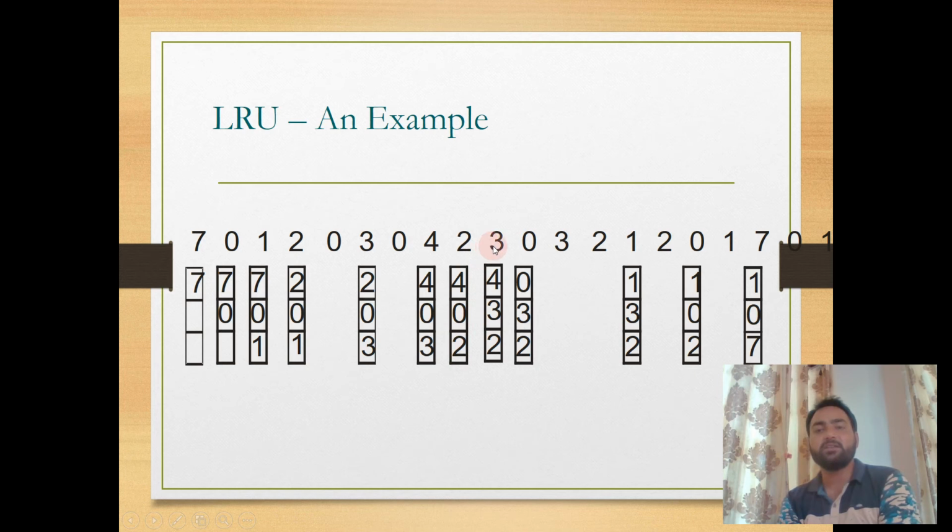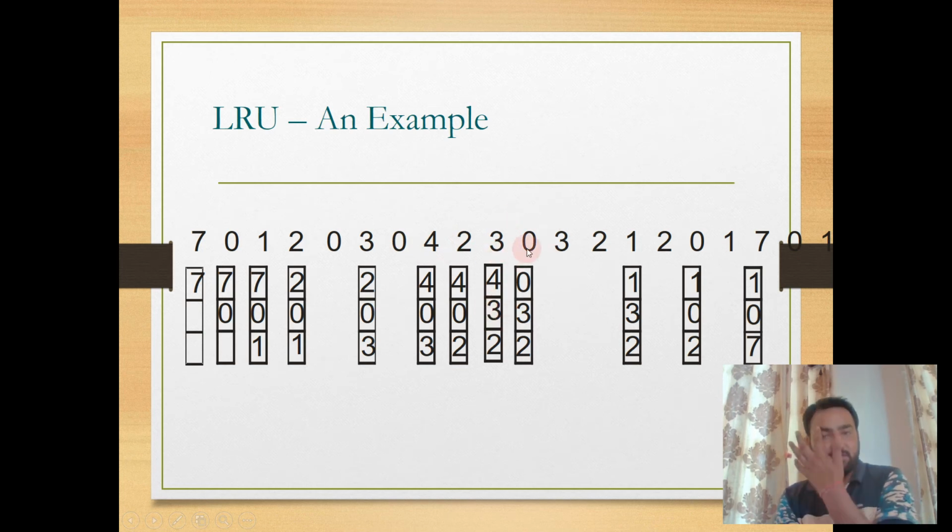Then page 3 comes, and page 3 will be replaced with page 0, as page 2 is recently used, 4 is recently used, and 0 is the least recently used. So page 0 is replaced with page 3.